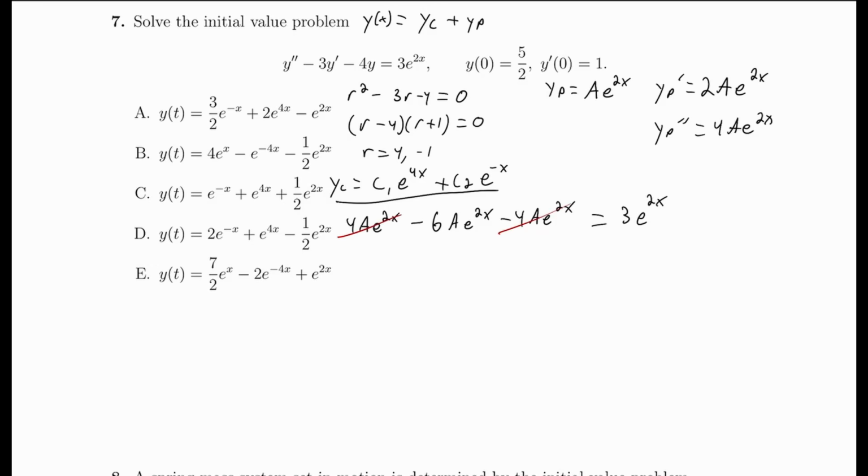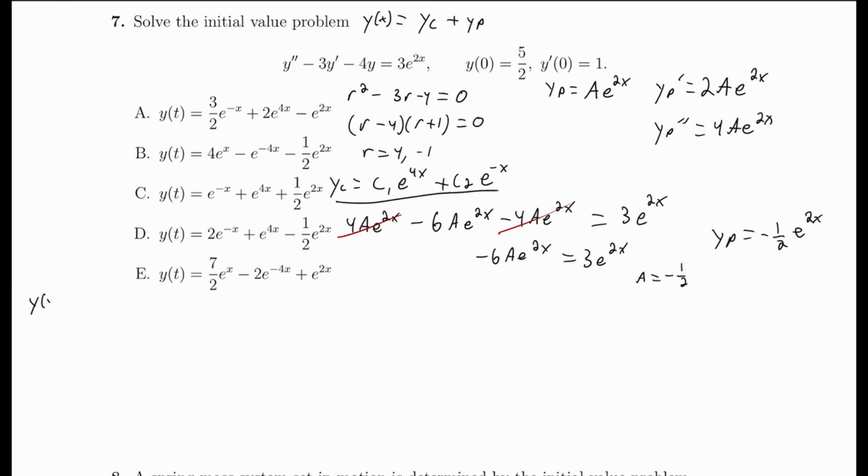Our first and last term here will cancel, and we get negative 6a e to the 2x is equal to 3e to the 2x, which gets us that a is equal to negative 1/2. And that means that yp, if we plug that back into our original guess up here, has to be equal to negative 1/2 e to the 2x. So now we have both our y complementary and our particular solution. We can go ahead and add those to get our general solution, or our solution to the IVP, rather.